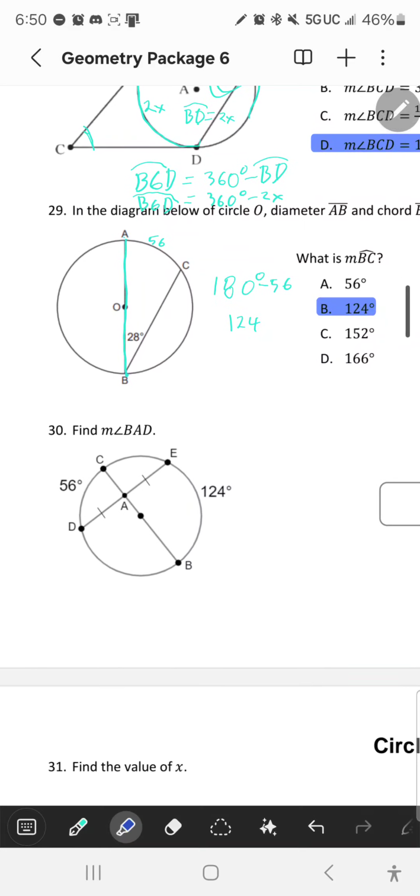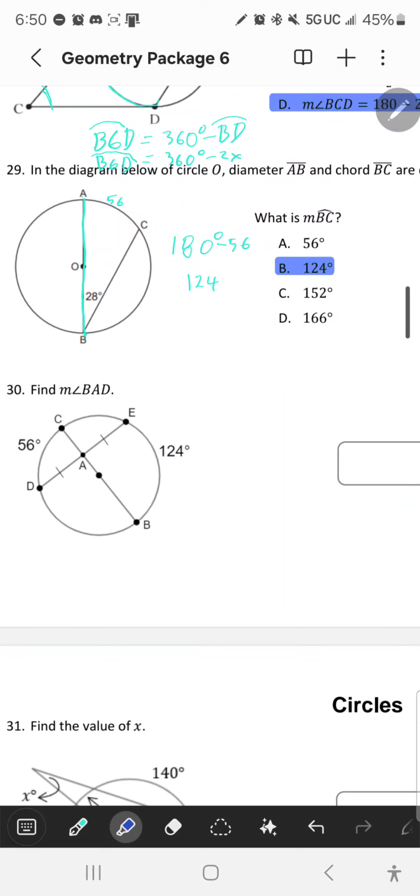Now let's look at number 3. Sorry about this. Okay, find the measure of angle BAD.